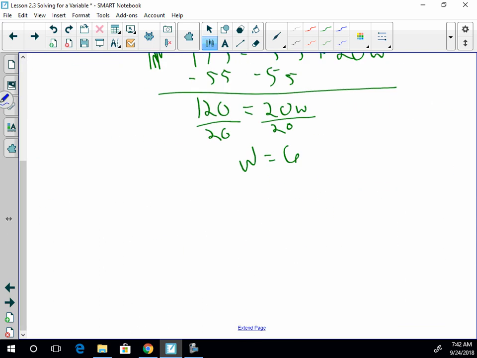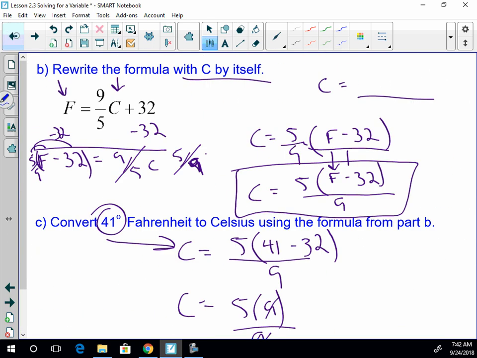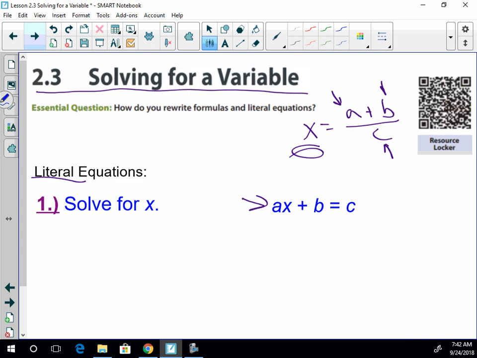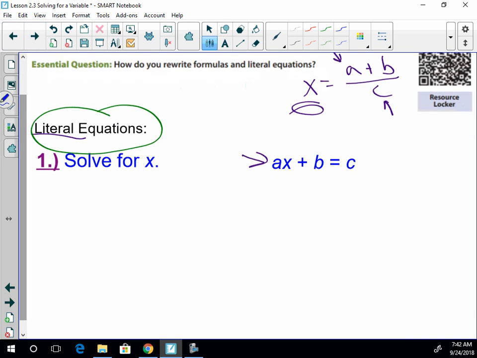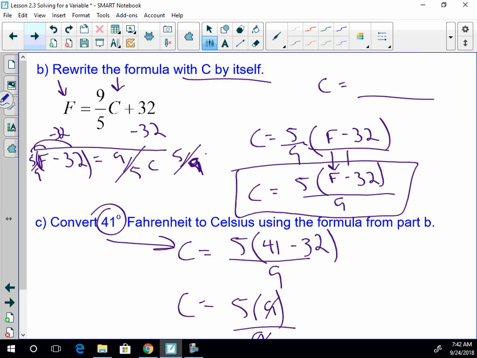So today, what are we talking about? We talked about this idea of literal equations, where if I have an equation that has no real numbers in it, but it's a lot of variables, I can still solve for a variable to make it useful. We saw that it was useful when we solved this equation for C in order to make it a little bit easier to convert Fahrenheit to Celsius.